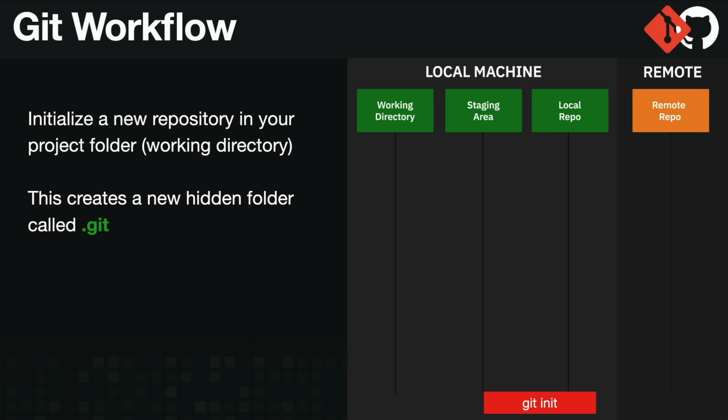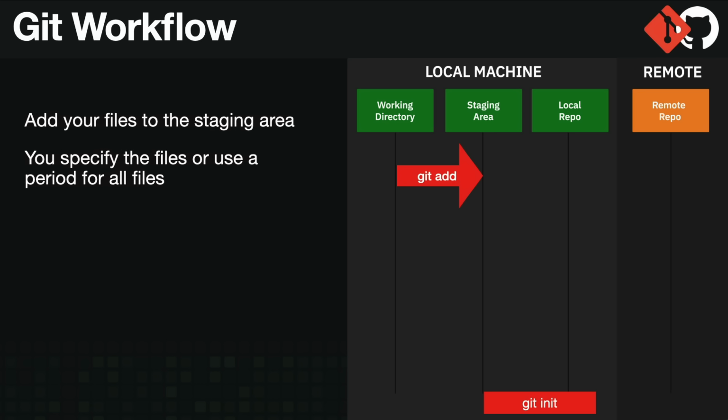So first off, you're going to run git init, and that will initialize a new repository in your project folder or your working directory, and it'll be a hidden folder called .git. Then once you're ready to add some files to the staging area, let's say it's your initial commit, or you added a new feature, or you fixed a bug, or whatever it might be, you add it to the staging area with the git add command.